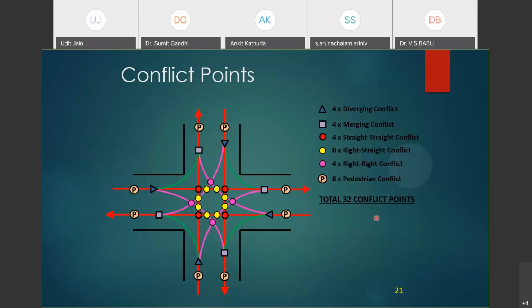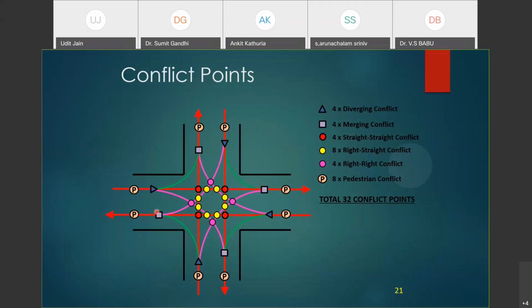And as a traffic engineer, it is our responsibility to ensure that all these 32 conflict points are eliminated. So if I am providing a complete signalized intersection, I am eliminating all the central conflict points. These 16 conflict points I can eliminate if I am providing a signal.